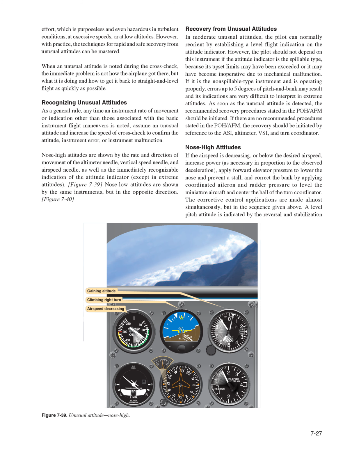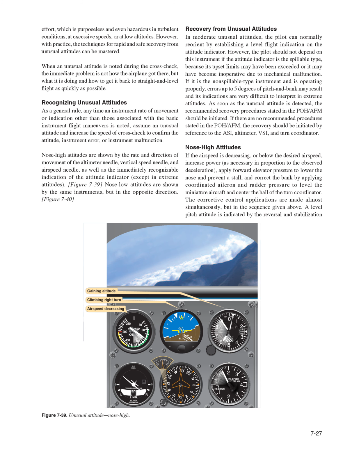Nose-high attitudes are shown by the rate and direction of movement of the altimeter needle, vertical speed needle, and airspeed needle, as well as the immediately recognizable indication of the attitude indicator, except in extreme attitudes. Figure 7-39: nose-low attitudes are shown by the same instruments, but in the opposite direction. Figure 7-40: recovery from unusual attitudes.